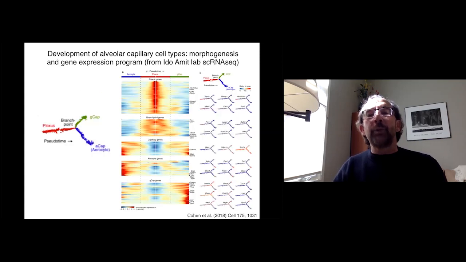We were able to reconstruct the full developmental gene expression program, going from the progenitor to the GCAP and the aerocyte cell types, by taking a look at the beautiful data set that Ido Amit's lab generated a couple of years ago of the developing mouse lung, and just re-annotating that and reassigning fate based on this new knowledge. Basically we worked out the full gene expression profile, including genes that are on only in the plexus, and then genes that turn on in each of the different cell types as they mature. And I think this is going to be one of the goals of the developmental Human Cell Atlas project.